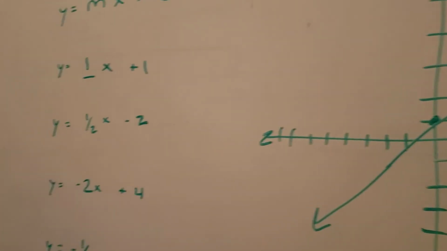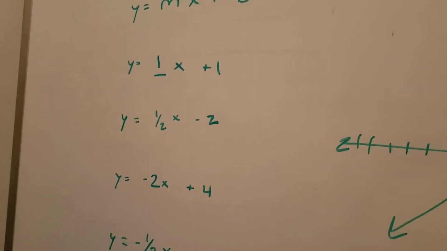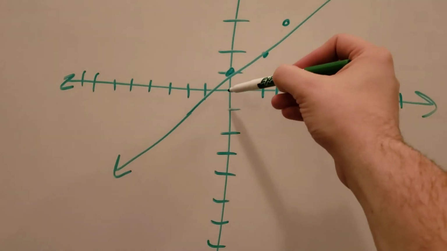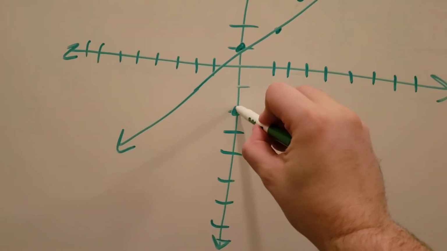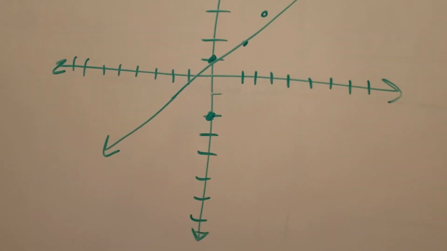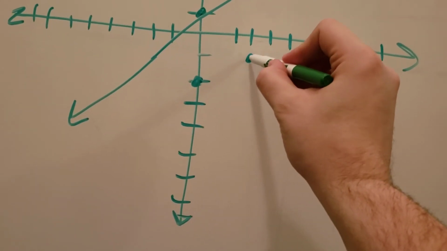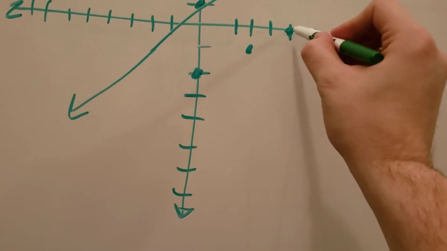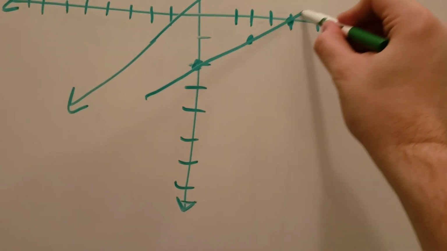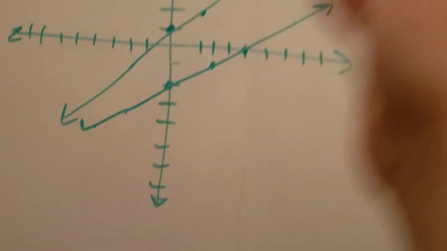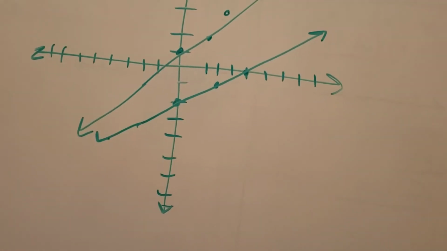Oh well. Now the second one, we've got y equals 1/2 x minus 2. So our y-intercept would be down 2 from the x-axis, right here. And then the slope is 1/2. So that means you'd go up 1 over 2. Up 1 over 2. And make your line. Remember, positive slopes go up to the right, and negative slopes go down to the right.